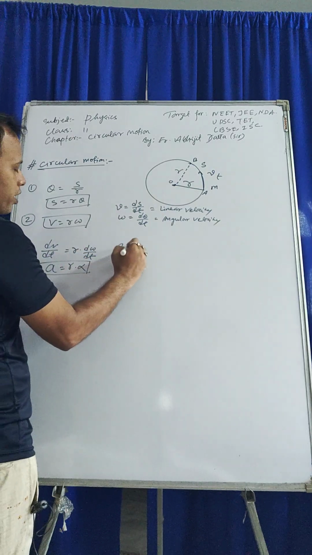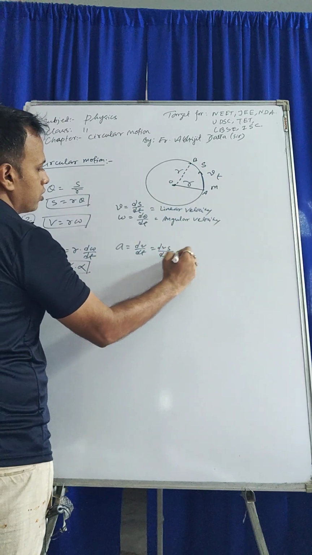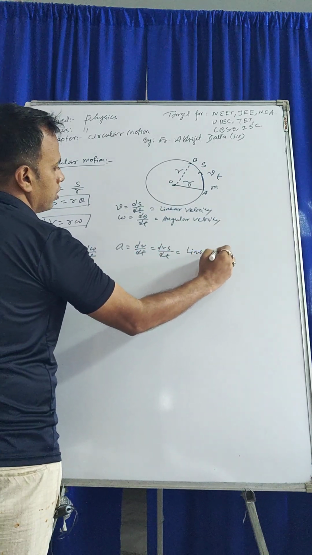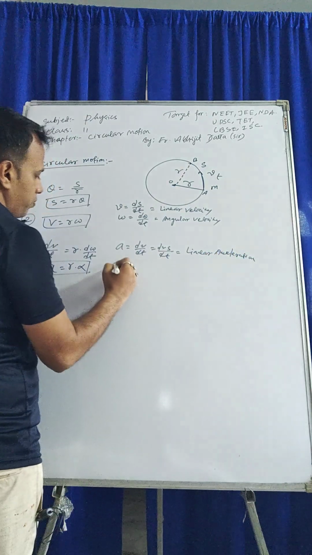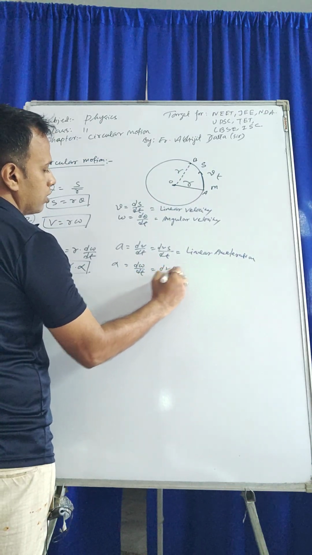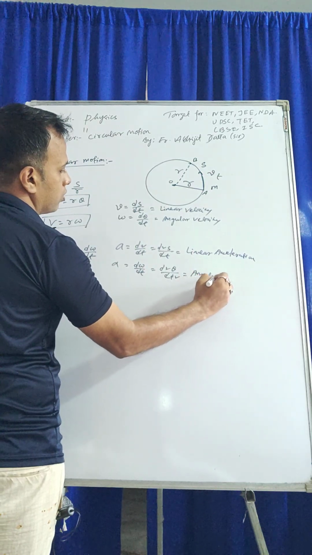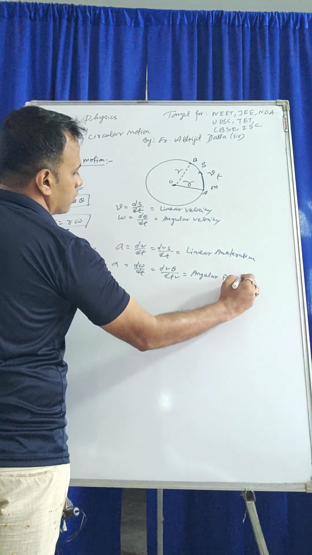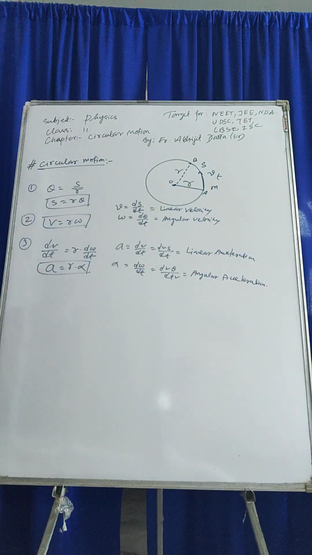Here a is dv by dt, or we can say d square s by dt square, is equal to linear acceleration. Okay, and alpha is d omega by dt or d square theta by dt square, is equal to angular acceleration. Okay, got my point? So these are the formulas, and another formula will be here. Fourth number is, these are the three formulas.